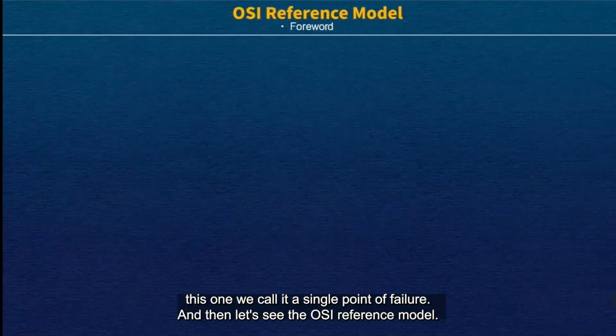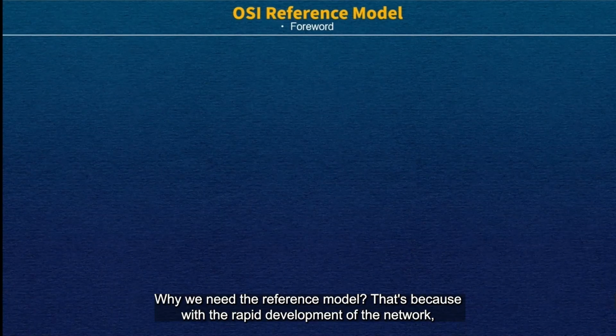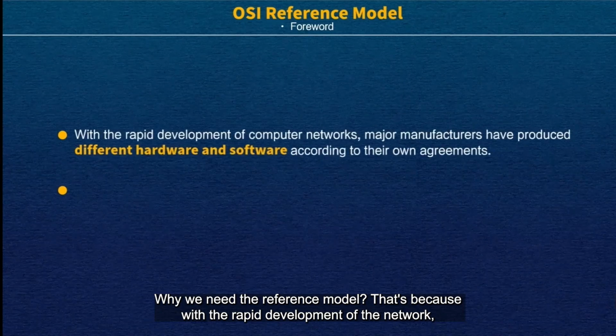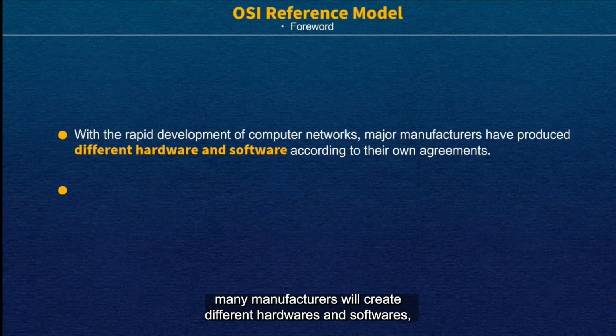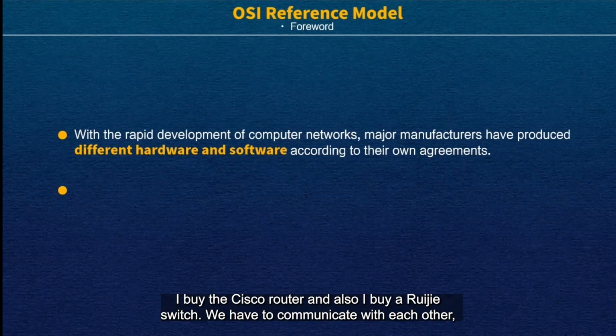And then let's see the OSI reference model. Why do we need the reference model? That's because with the rapid development of the network, many manufacturers will create different hardware and software. But maybe they have to communicate with each other. For example, in the company, I buy the Cisco router and also I buy the Ruijie switch. We have to communicate with each other.